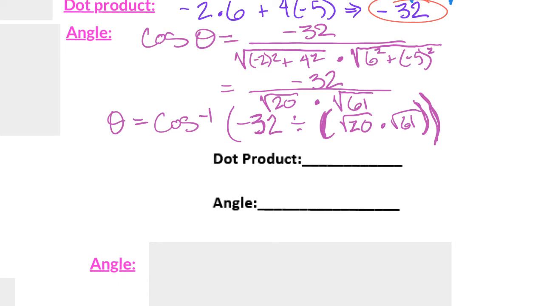So pause the video, crunch it in your calculator. All right, and so you should get 156.371 degrees. The dot product we found to be negative 32. Okay, so pause the video, and I would like you guys to do parts A and C.